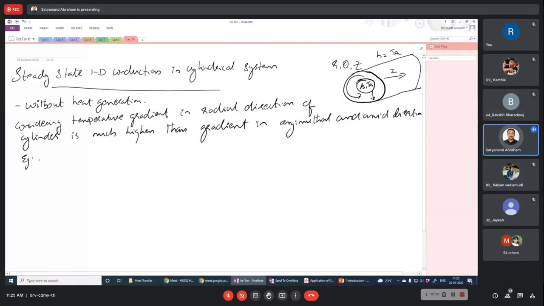An example is a heat exchanger. We will see heat exchangers in detail later. In a heat exchanger, we have a fluid flowing inside and a fluid flowing outside. Usually the outside temperature might be higher. Along the length the temperature might vary, but the variation of temperature along the length is much lower compared to the temperature gradient within. So in that case we can consider the temperature gradient only in the radial direction.